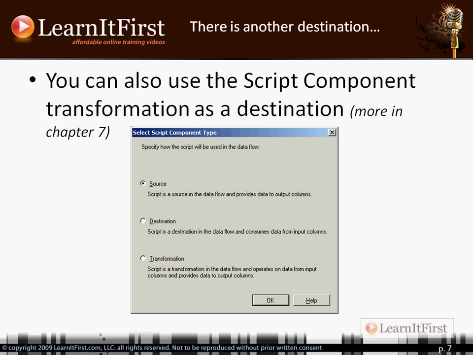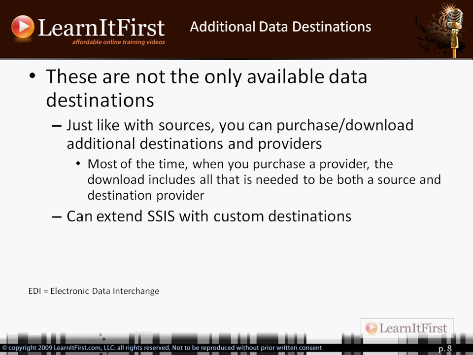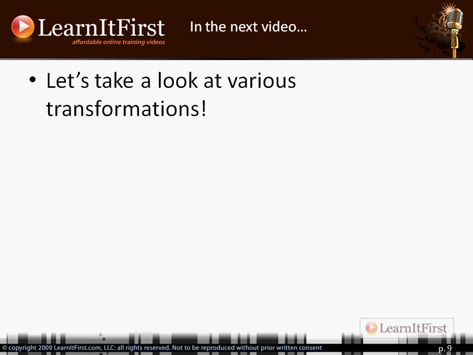Okay. There is also the script component as a destination. You see that as well. That we will cover in Chapter 7. And these are, just like with the sources, these aren't the only destinations. You can buy or download other ones as well. And I wrote a little note in here that most of the time that you purchase a provider, it includes both source and destination. So I tell you what, let's take a look now at the various transformations.